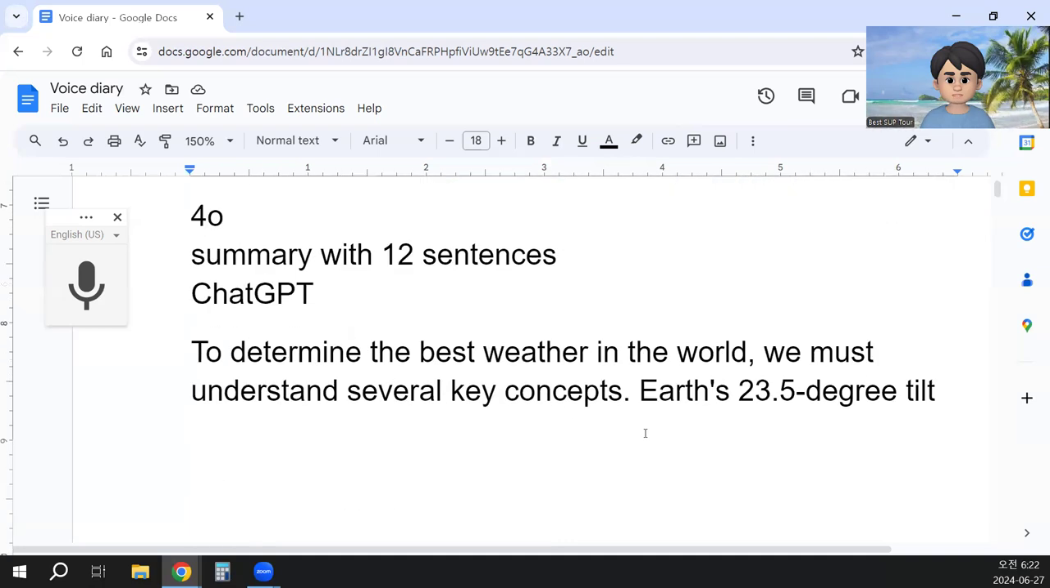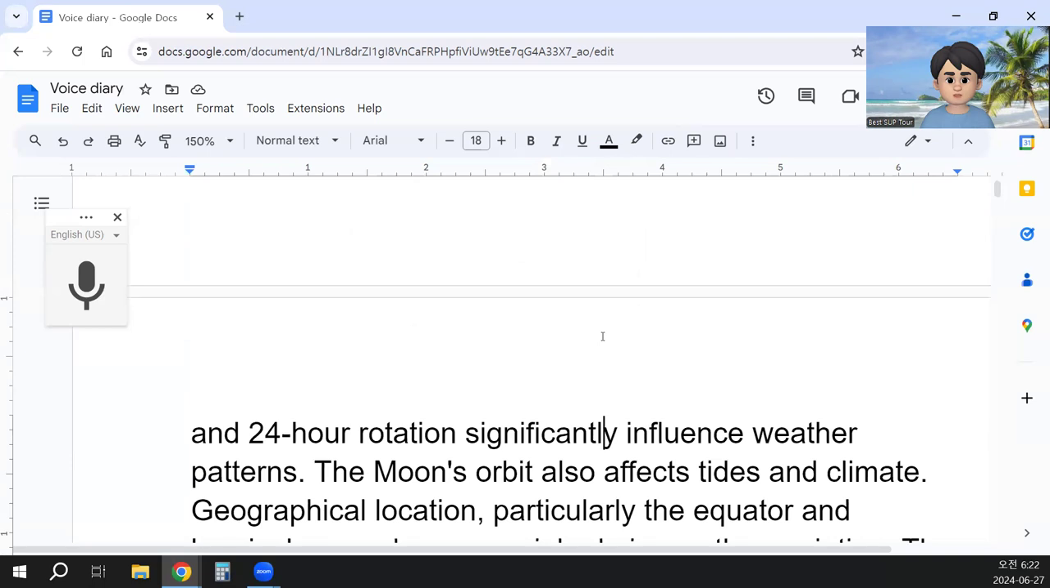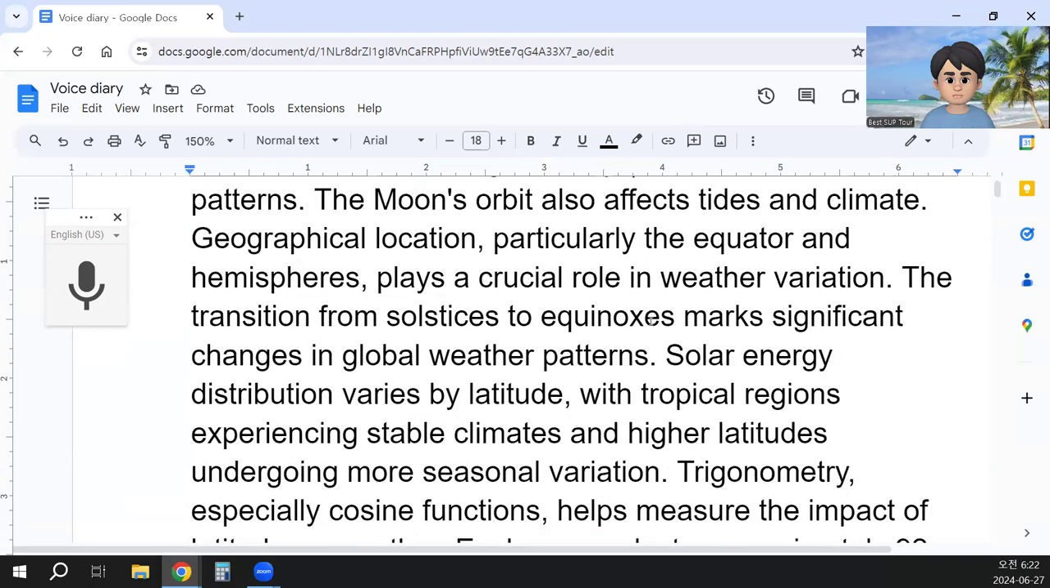Summary with 12 sentences. To determine the best weather in the world, we must understand several key concepts. Earth's 23.5 degree tilt and 24-hour rotation significantly influence weather patterns. The moon's orbit also affects tides and climate. Geographical location, particularly the equator and hemispheres, plays a crucial role in weather variation.